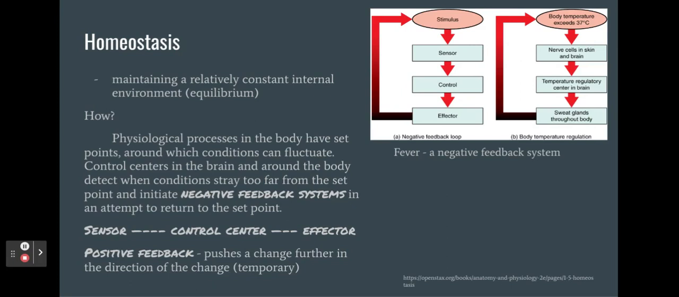One example is fever. When a sensor detects a body temperature above normal, it sends signals to the control center to initiate a response by an effector, which here would be the sweat glands of the body opening to release heat. This action is intended to return the body's temperature to the set point. Positive feedback systems push a change further in the direction of change, but only temporarily. An example of this would be childbirth.